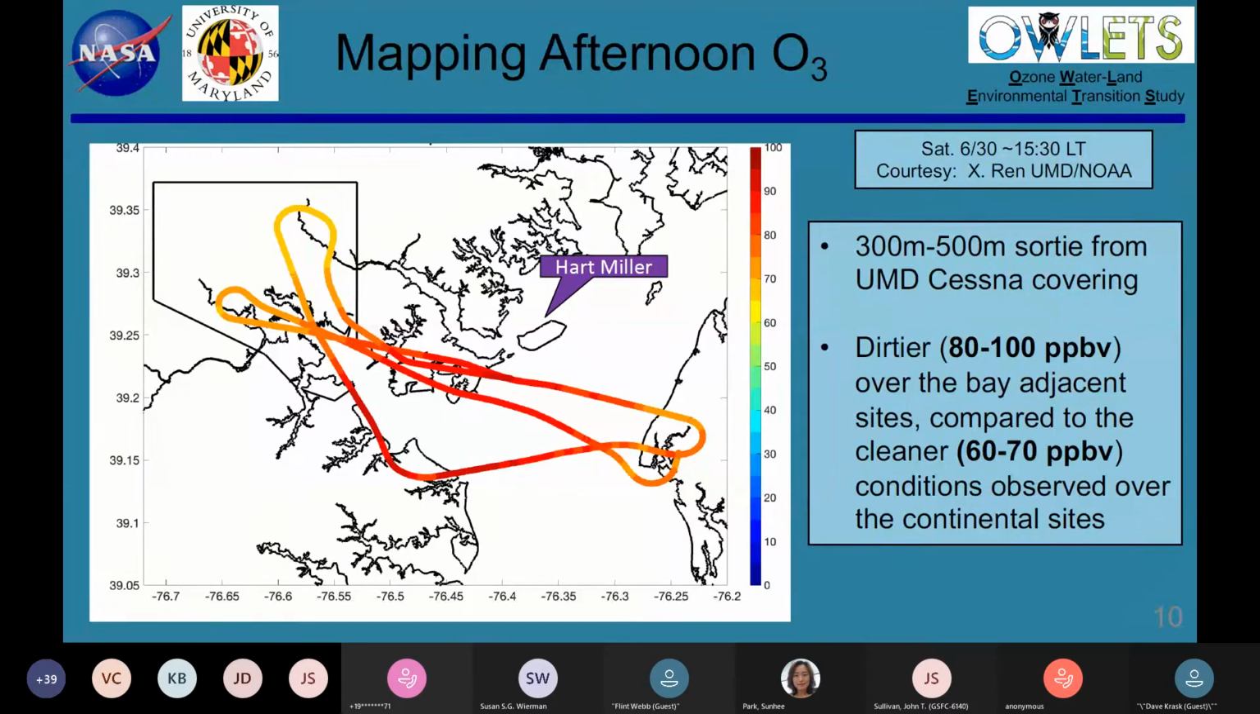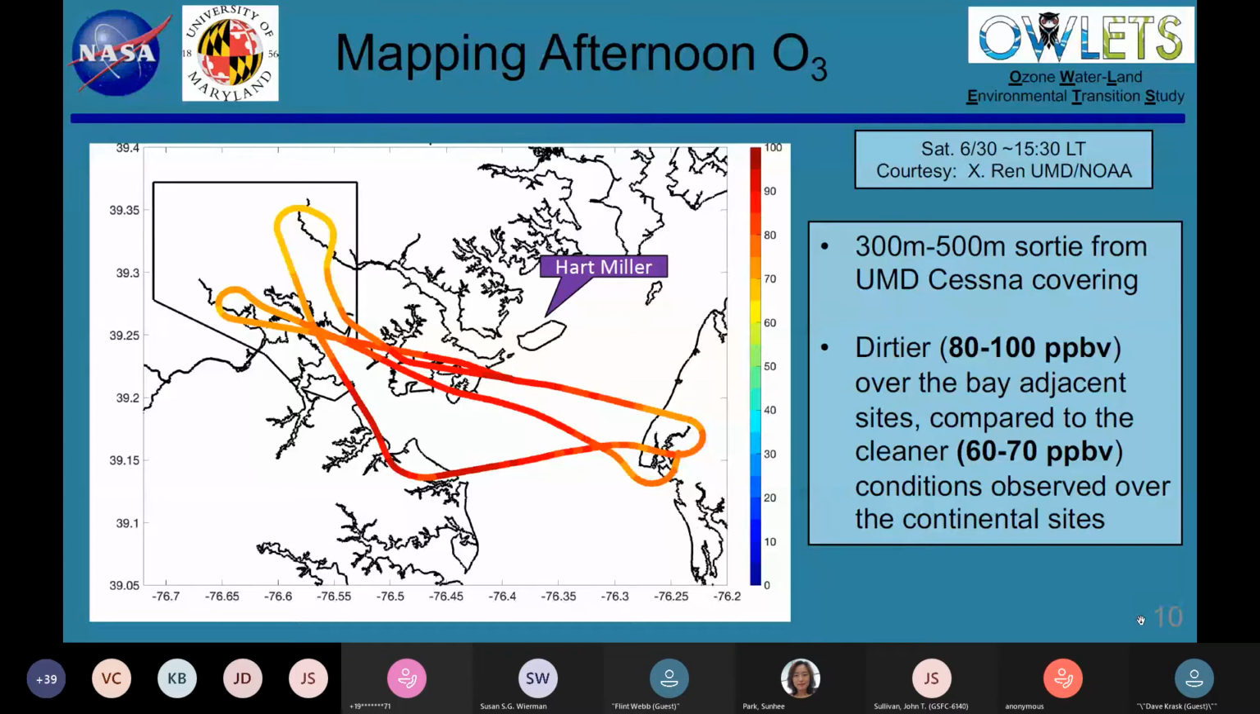So we showed the emissions in the morning from the GEO-TASO aircraft flights. So you sort of visually now have an idea of where this is all in the same sort of map form factor. You have an idea of where those NO2 hotspots were. So in the afternoon, we're now seeing in situ ozone sampled on the UMD Cessna, roughly 300 to 500 meter sortie. So this is really in the boundary layer, or the marine boundary layer, for most of the time.